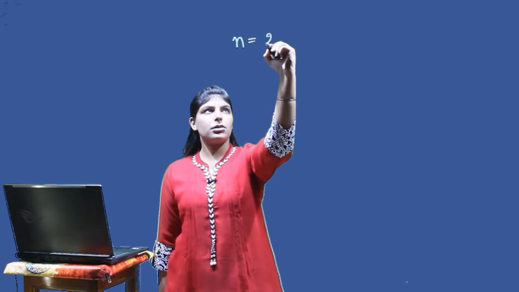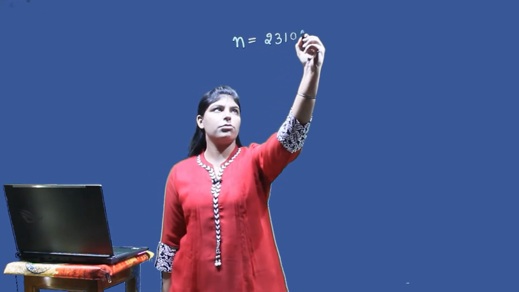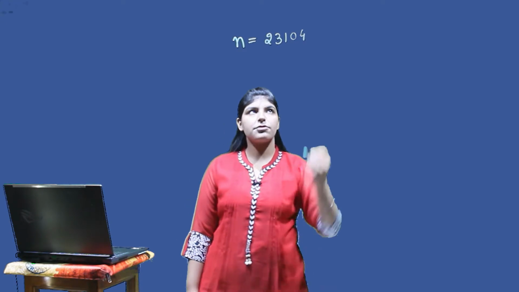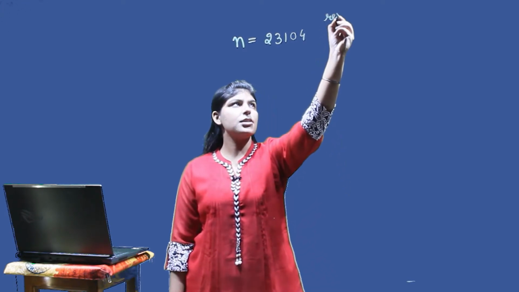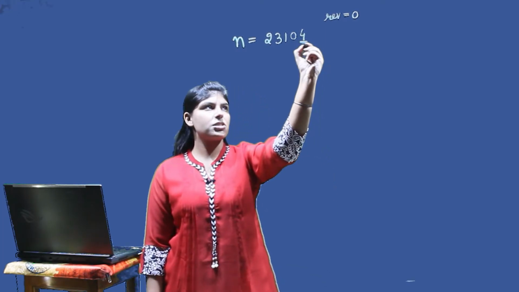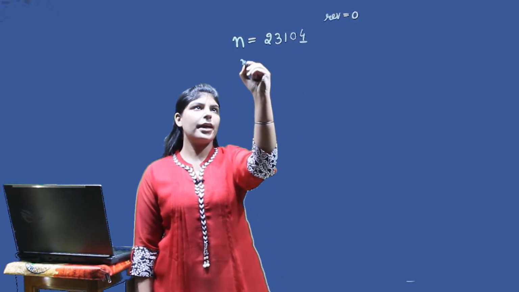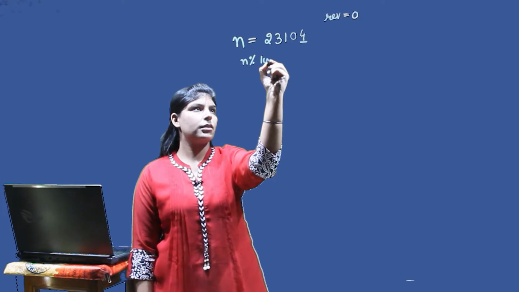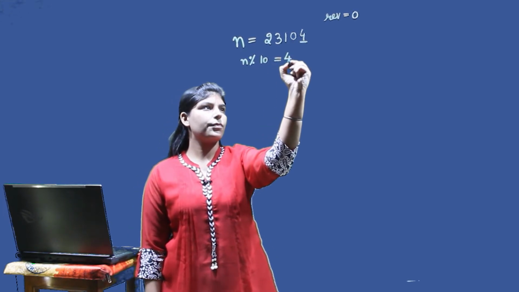So let us see how we can reverse a number. Suppose we have a number as 23104. How will we reverse this? First, we'll take a variable reverse and store 0 in this. First, I can calculate the last digit of this number by using n mod 10. So the last digit is 4.